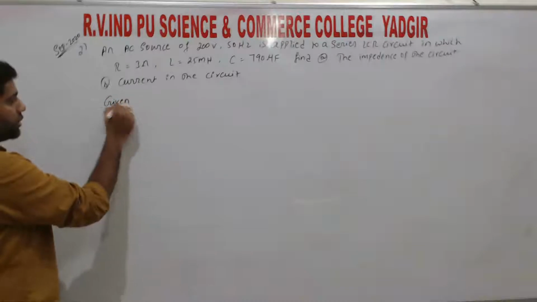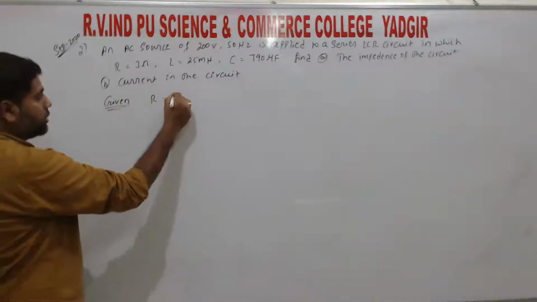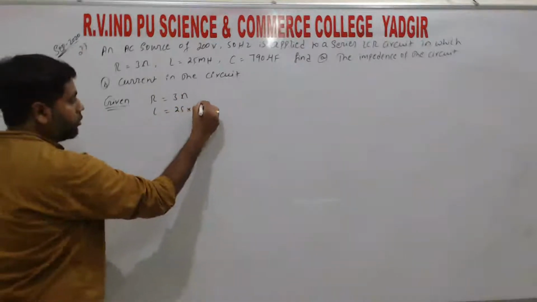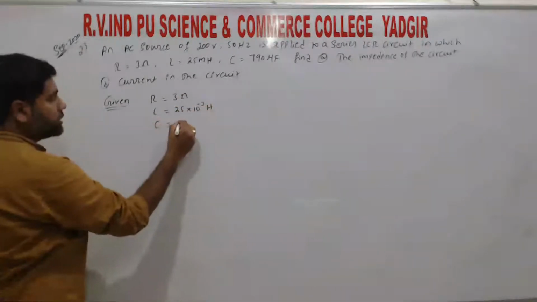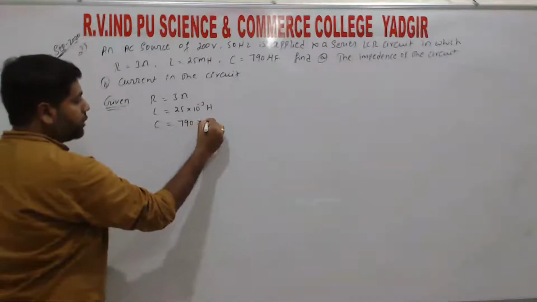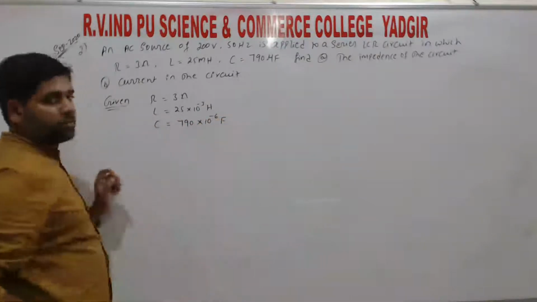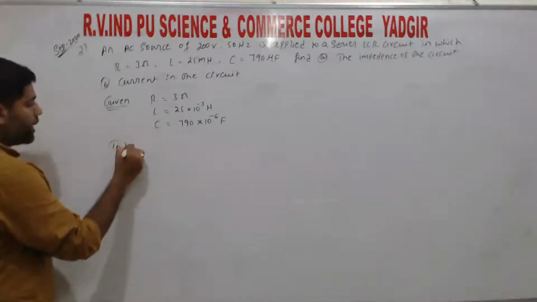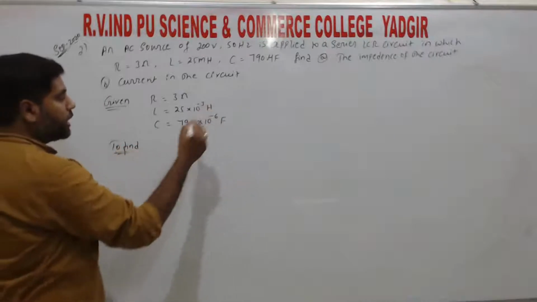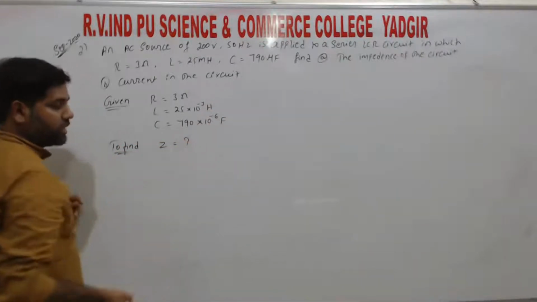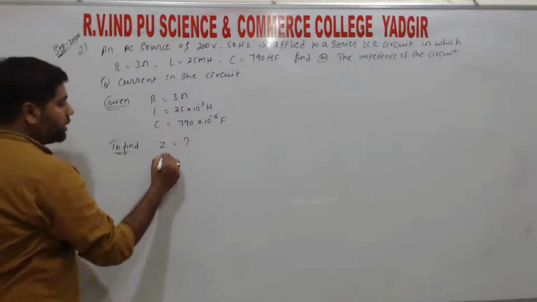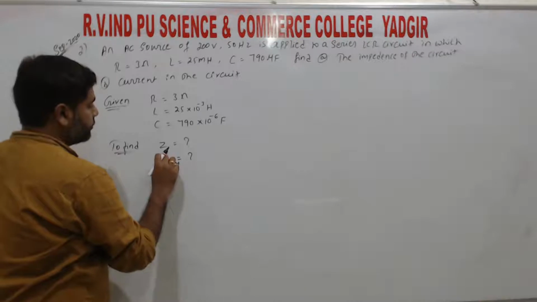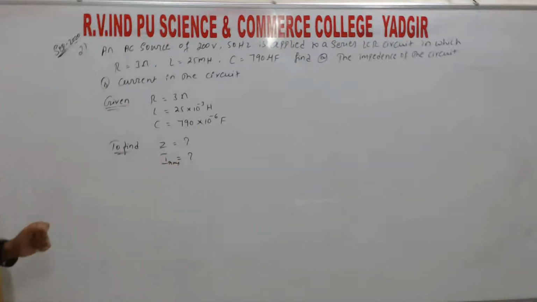So series LCR circuit. So they have given directly R is equal to 3 ohm, L is equal to 25 into 10 to the power of minus 3 Henry, and capacitance C is equal to 790 into 10 to the power of minus 6 Farad. So micro value is 10 to the power of minus 6. So to find, impedance in the circuit, that means Z, and the second one is current in the circuit, that is I or IRMS. So we have to calculate IRMS, right?